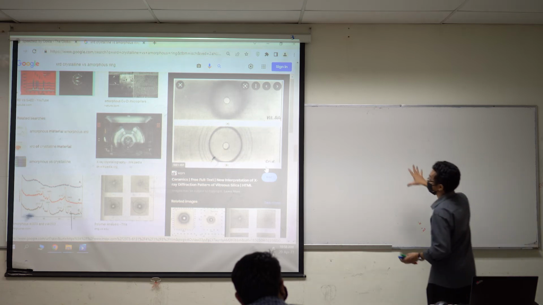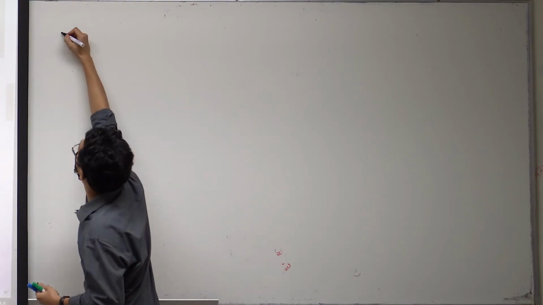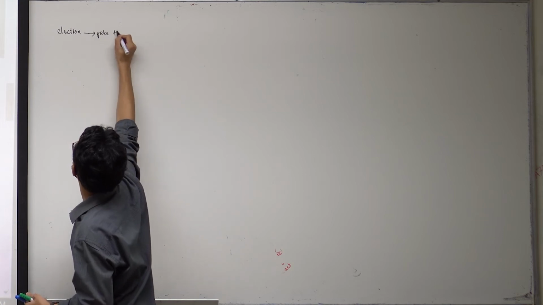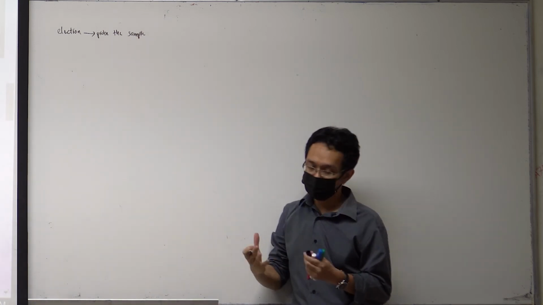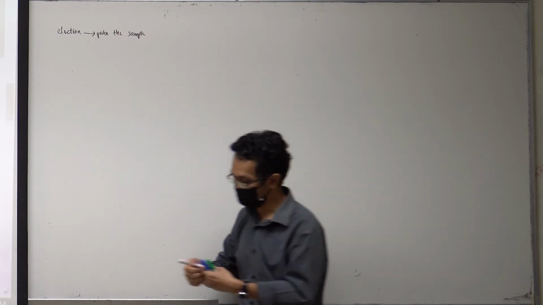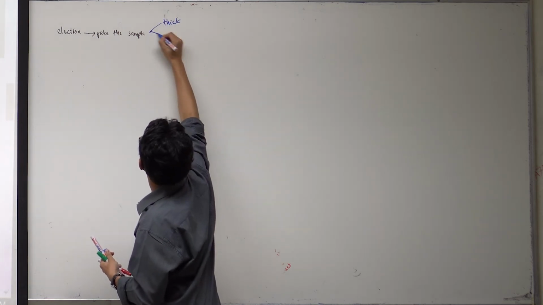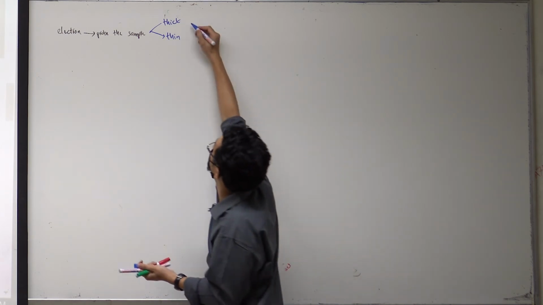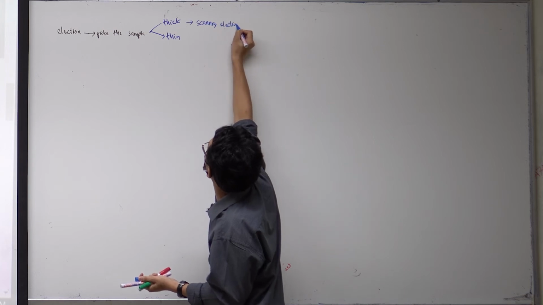Before we go to the electron microscope, first let's see why people use electrons to probe the sample. Normally, when you want to see a sample under the microscope, there are 2 types of sample: thick samples and thin samples. Normally for thick samples, people use what we call a scanning electron microscope.